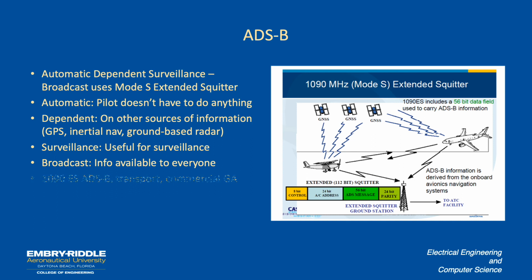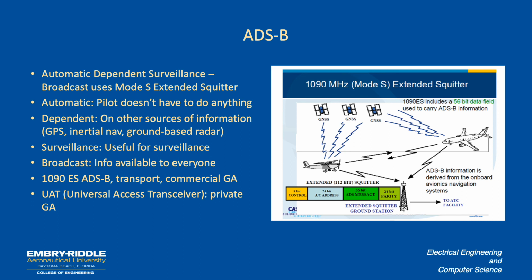So anyway, for commercial transport category aircraft and for commercial general aviation, the Gulfstream aircraft and the like, those use 1090 extended Squitter ADS-B. There's another way to do this using what's called universal access transceiver, which operates on a different carrier frequency. I want to say 970 megahertz, if I remember correctly. And that's what's more frequently used by private general aircraft for ADS-B.